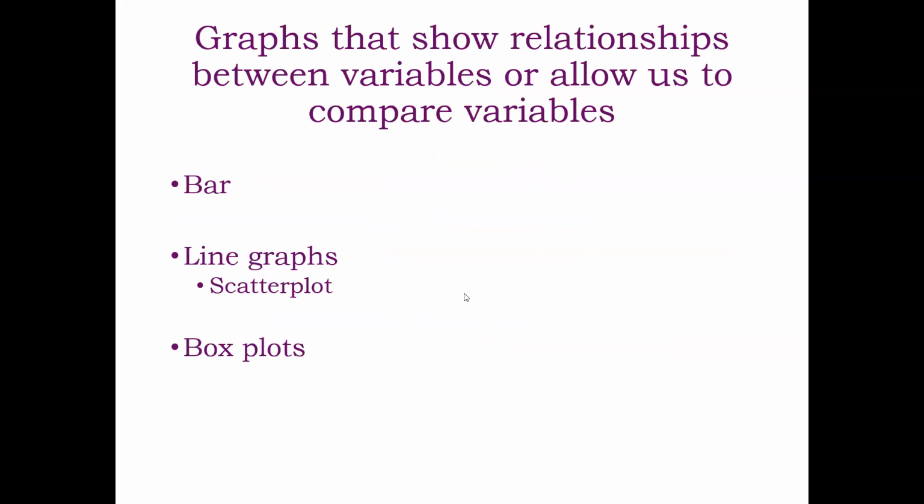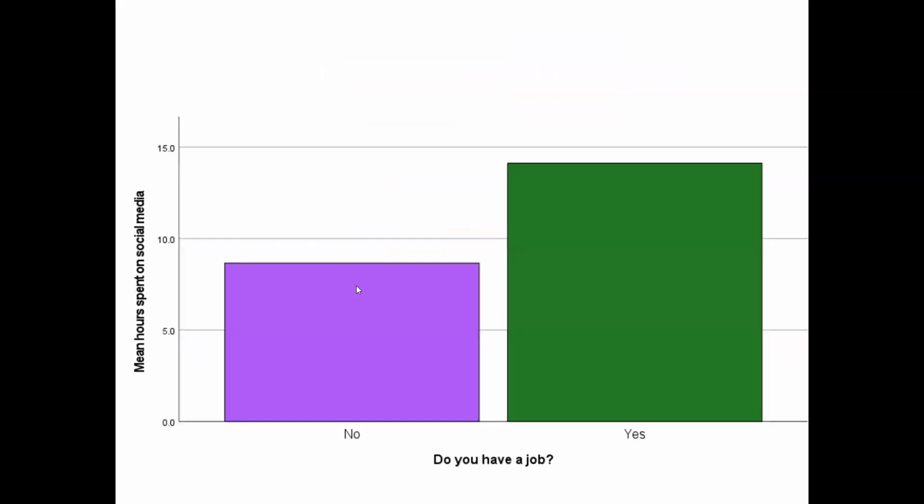So we can use different graphs that can show us the relationships between variables or allow us to compare variables. We already talked about scatter plots. Let's look at a bar chart. For example, in our class data set, we asked people how many hours they spent on social media. We also asked them whether they had a job or not. This is from our actual data. And what we found is it looks like from this bar graph, the people who have a job actually spend more time on social media.